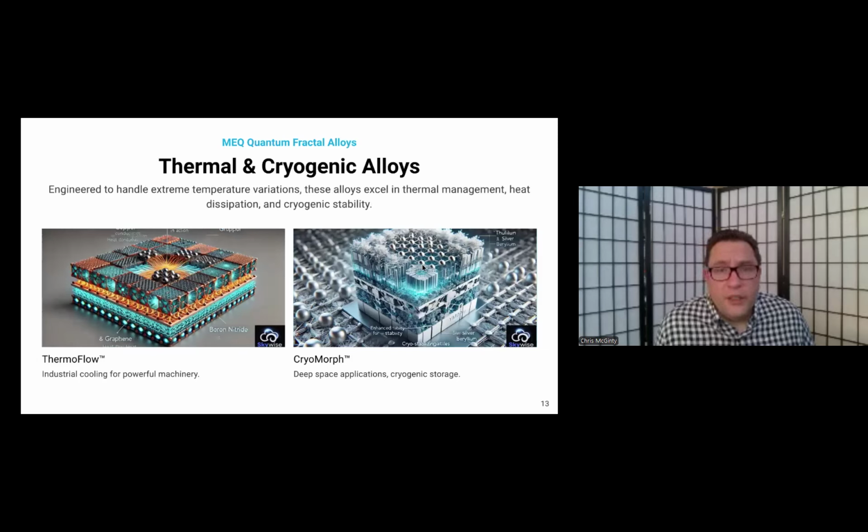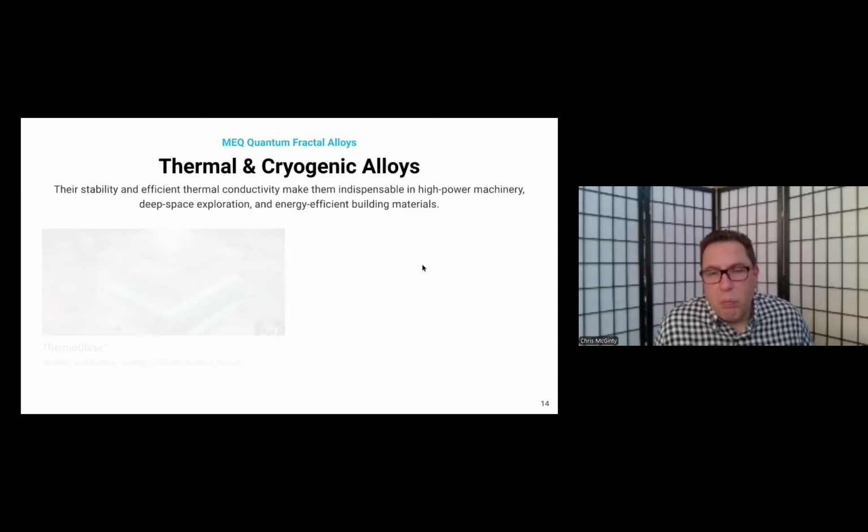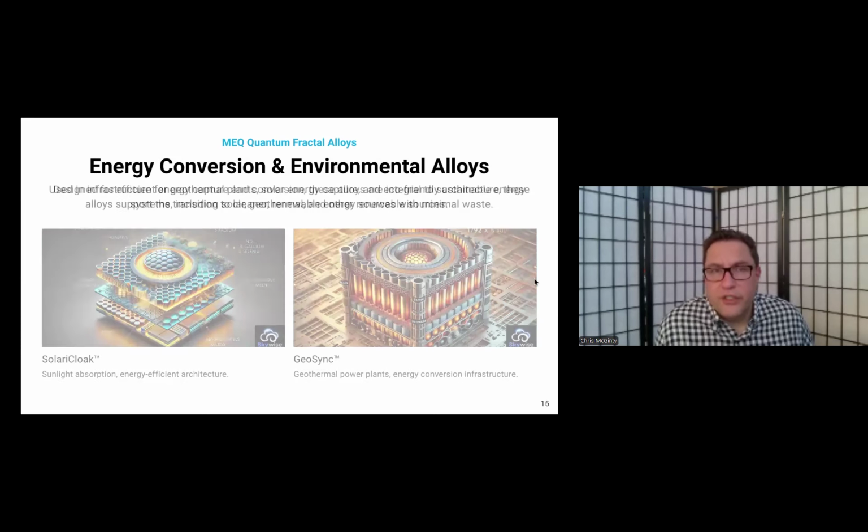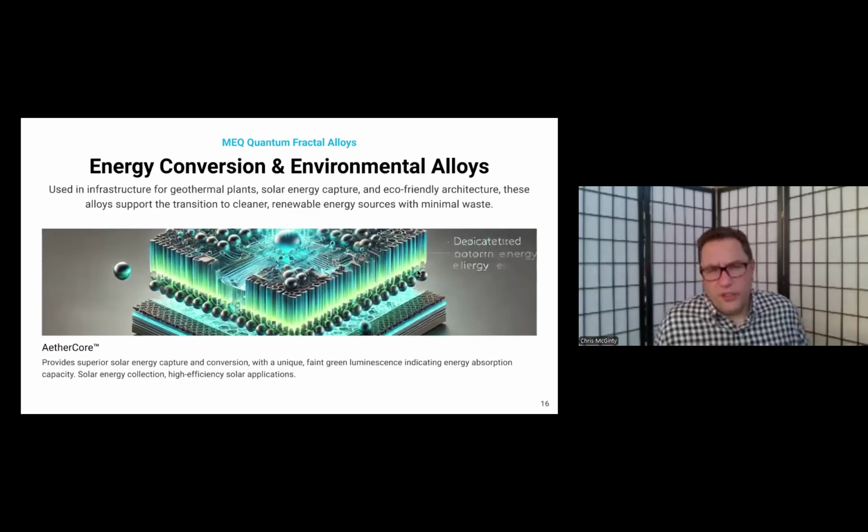So for energy conversion and environmental, Solari Cloak is going to enhance sunlight absorption and can be used for building entire energy efficient architecture. You can think of forests with leaves woven in with it, and those leaves could power an entire city. GeoSync is for geothermal power plants for energy conversion infrastructure. And this is one I mentioned earlier, EtherCore. This one really helps with solar energy capture and conversion. And there's a lot of interesting mathematics that goes behind it. But this is one that will really help a lot with transitioning to cleaner renewable energy sources with minimal waste.